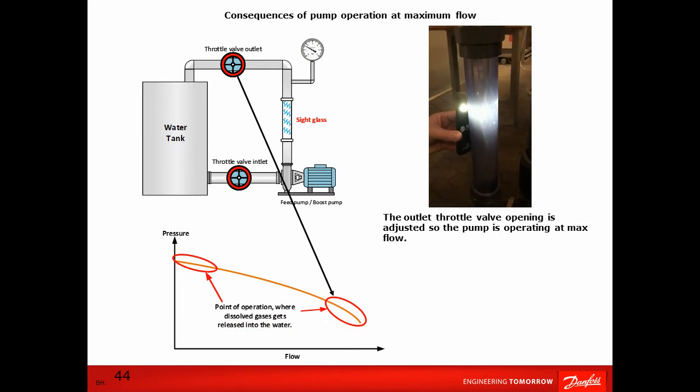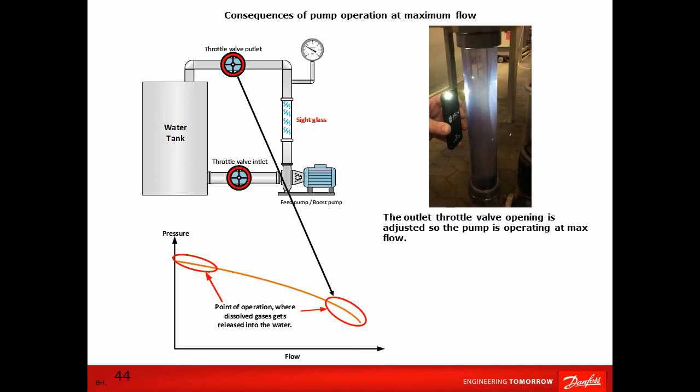The next test shows what happens when the outlet throttle valve is opened and the pump flow is increased. As soon as the flow approaches the pump's maximum capacity, gas bubbles start to form. This indicates that the pump is about to cavitate. There are no defined points marking the starting point of the high-flow cavitation. It is a gradual transition.